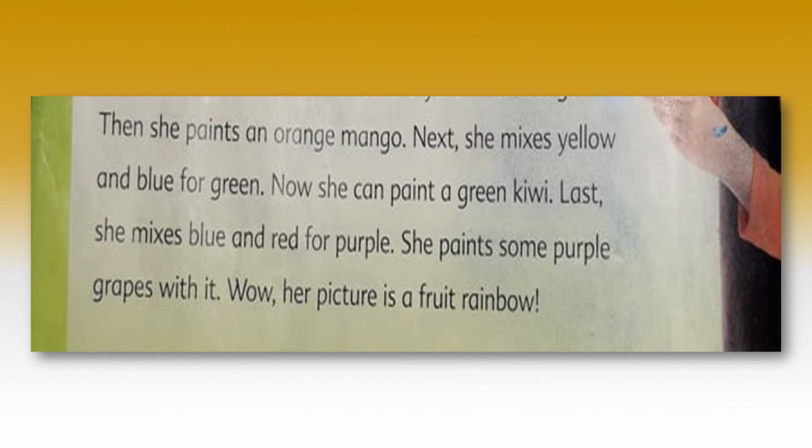Part 3. Then she paints an orange mango. Next, she mixes yellow and blue for green. Now she can paint a green kiwi. Last, she mixes blue and red for purple. She paints some purple grapes with it. Wow, her picture is a fruit rainbow.